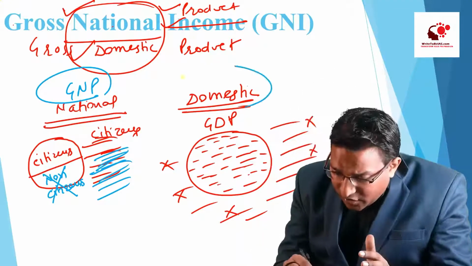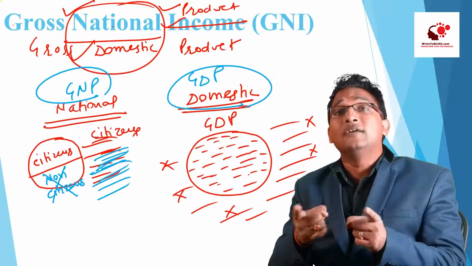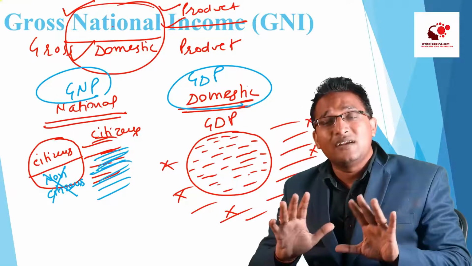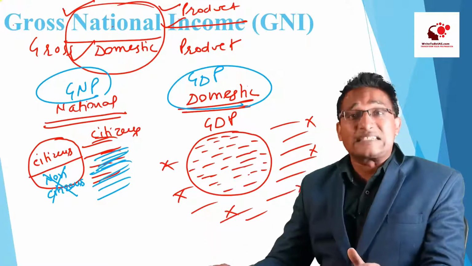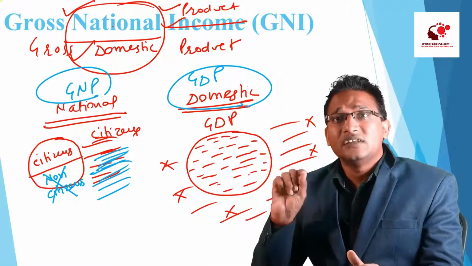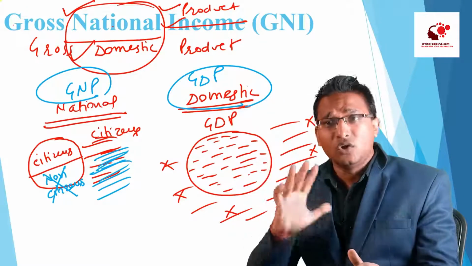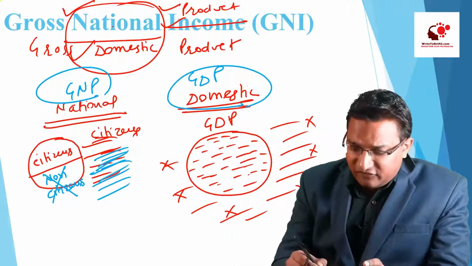In case of domestic product or GDP, the focus is upon the production that is happening within the economic territory, right? That production can be done by anyone, and definitely they have to be resident units. These resident units can be owned by the citizens or by the non-citizens of the country. So this is the key difference.